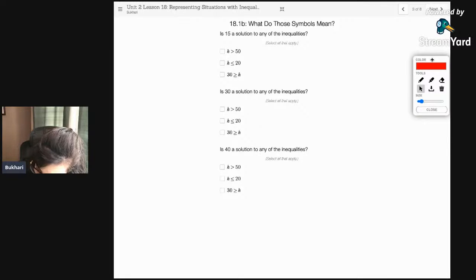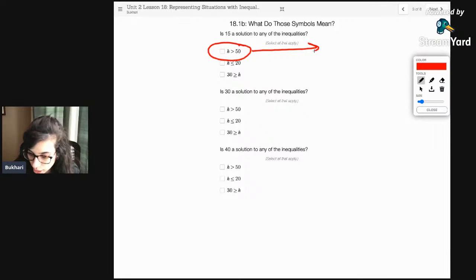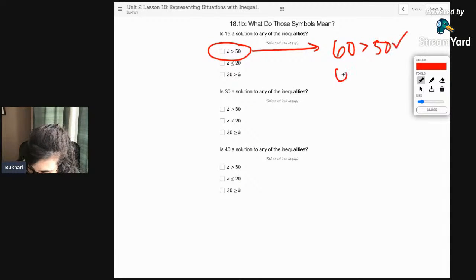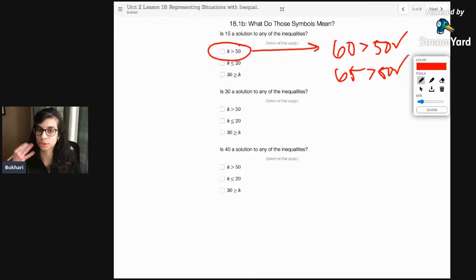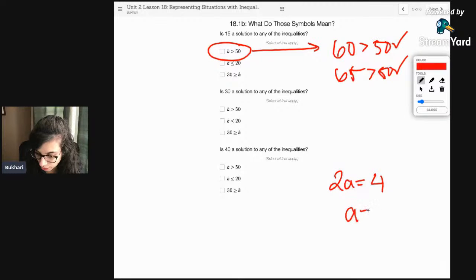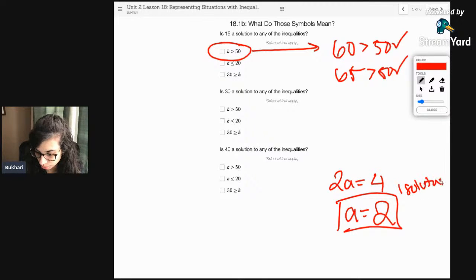For example, when it comes to our first inequality here, I know that h can be any number over 50. So that could be 60 is greater than 50, which is true. I can have 65 is greater than 50, which is true. And so before, when we had an equation, we usually had one solution. If I had 2a equals 4, I know that a is definitely going to equal 2, and I have one solution. And so when it comes to inequalities, we have more than one solution.